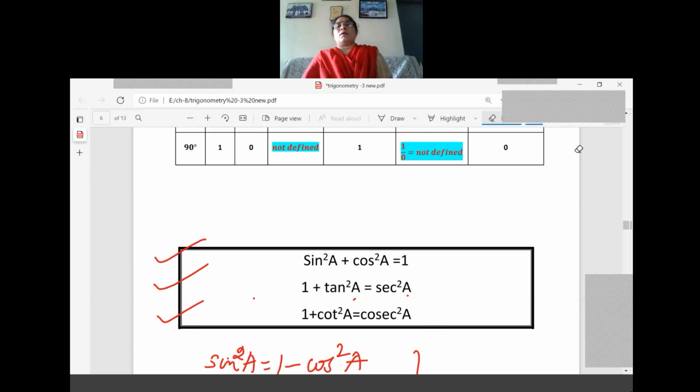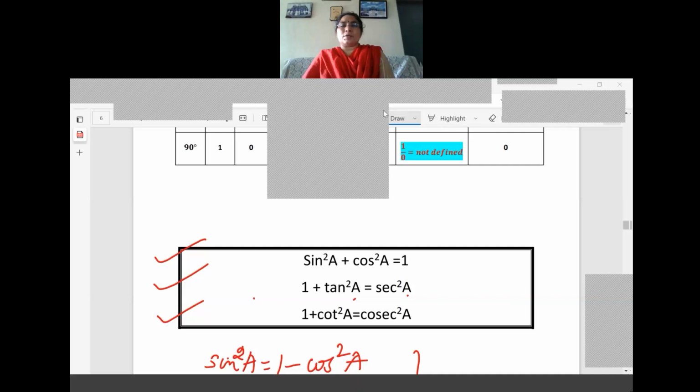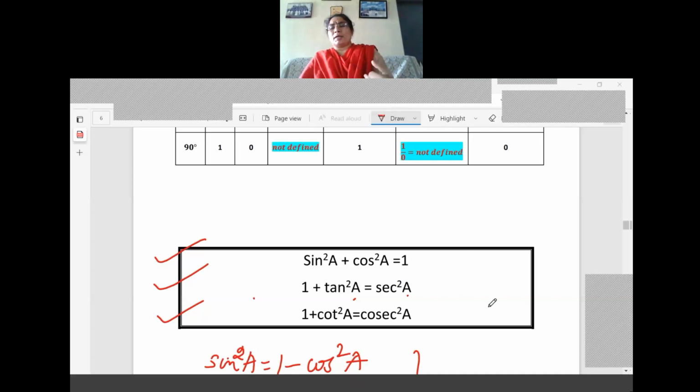What did we learn? The three identities, very important. Sin square A plus cos square A equal to 1. 1 plus tan square A equal to sec square A. 1 plus cot square A equal to cosec square A. So all these three identities you have to study very well, and write them minimum 10 to 15 times, write and learn. Then only it will be easy.